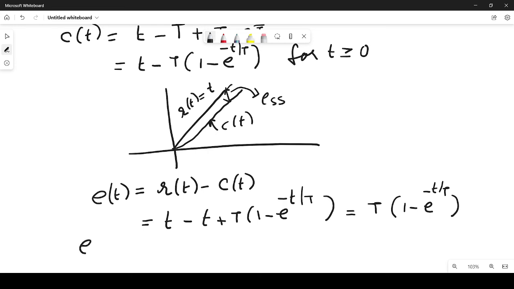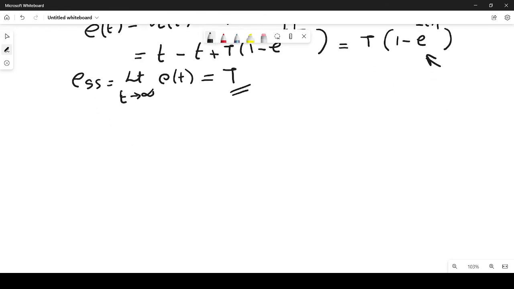So our steady state error is nothing but the limit t tends to infinity of e of t. So when t tends to infinity, we know that this particular term e raised to minus t by T becomes 0. So what is remaining is only T. So this is T, this is our steady state error. You can see that there is a difference between the original input and this output, that is constant throughout, that is T.